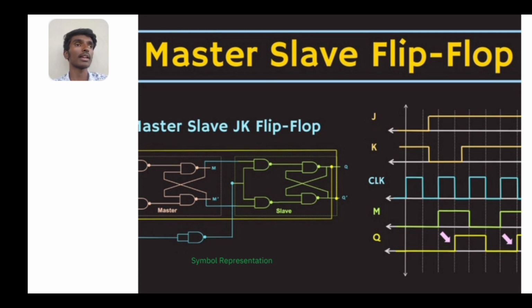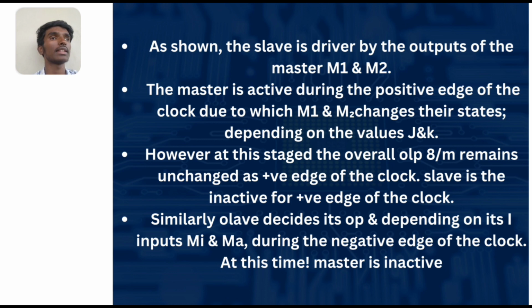And the timing is verified in the time diagram. As shown, the slave is driven by the outputs of the master, M1 and M2. The master is active during the positive edge of the clock, due to which M1 and M2 change their states depending on the values of J and K. However, the overall outputs remain unchanged at the positive edge of the clock. The slave is inactive for the positive edge of the clock.